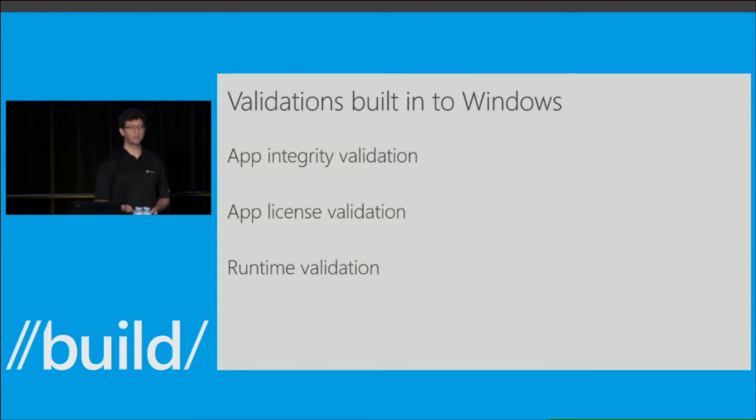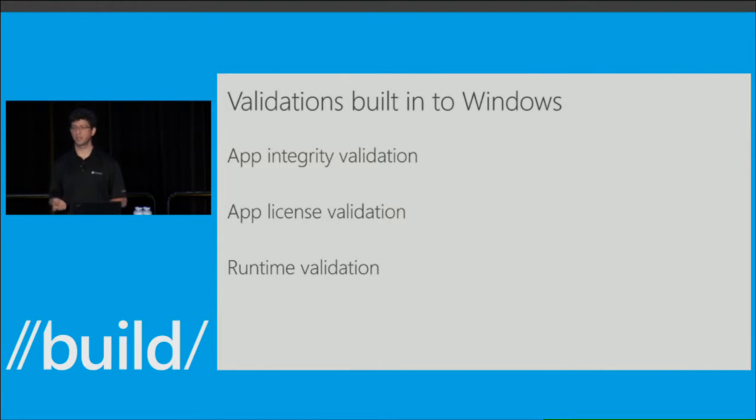The last piece that we do is we take the first two and we evaluate them on a regular basis. Windows looks and makes sure that these are still valid files that are on the system, as well as a valid license. So if your trial has expired, for example, it's no longer a valid license to run that application, and Windows will prevent it from running.